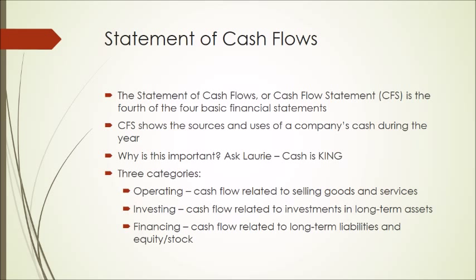The statement of cash flows, or cash flow statement, is the fourth of the four basic financial statements. The cash flow statement shows the sources and uses of a company's cash during the year. Why is this important? Well, ask Lori or any other business owner. Cash is king. And there are three categories on the statement of cash flows: operating, investing, and financing. Operating is cash flows related to the selling of goods and services. Investing is cash flow related to investments in long-term assets. And financing is cash flow related to long-term liabilities and our equity or stock.